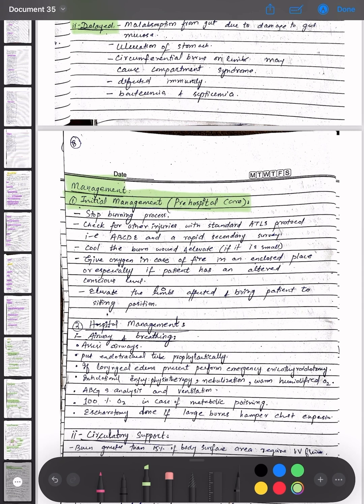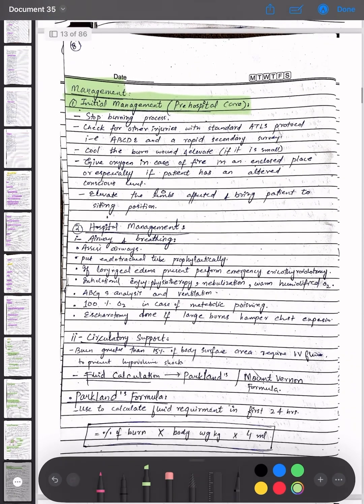Now cool the burn wound, and elevate if it is small. Give oxygen in case of fire in an enclosed place, or especially if the patient has an altered conscious level. Elevate the limbs affected and bring the patient to a sitting position. This is the initial management of the burn patient, or pre-hospital care.